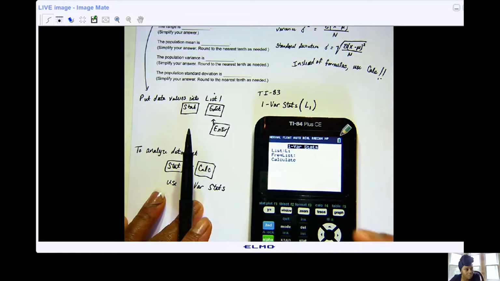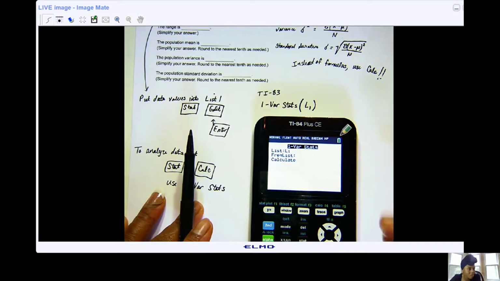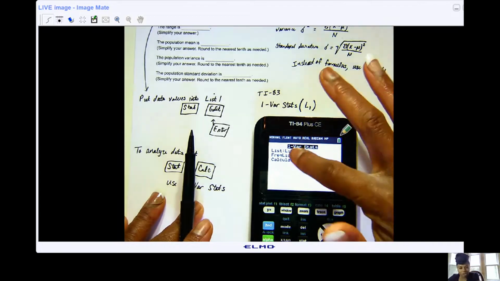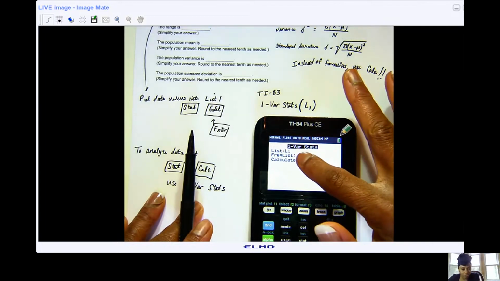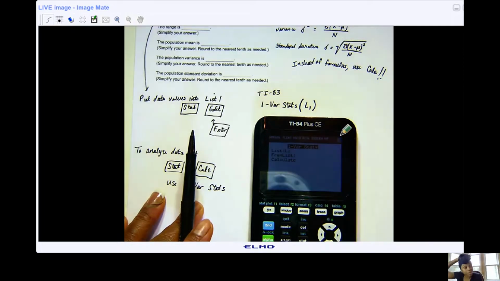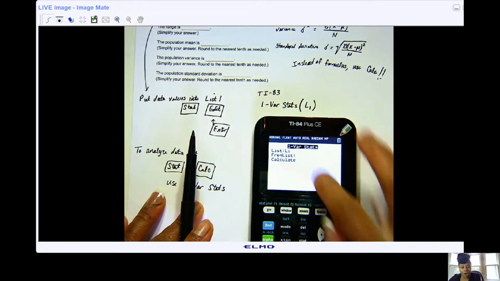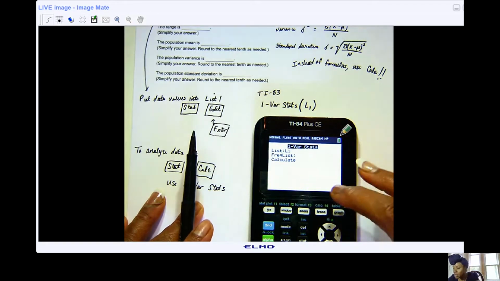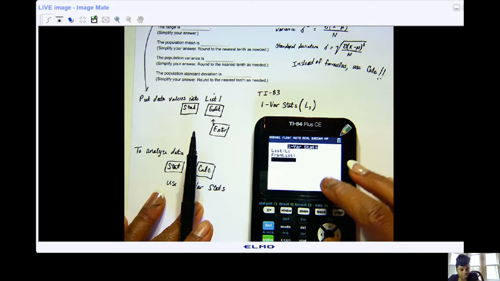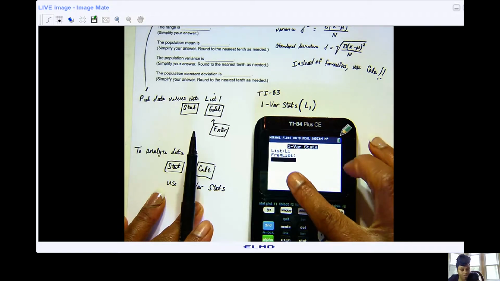So what I've got on my screen, they've got some extra stuff going on in the 84. When technology gets more advanced, it sometimes gets a little bit more convoluted, complicated. So they did some extra stuff here. They've got a column here for frequency list, and we might use that later on. We will. But right now I don't need it. It's empty because I only have one list, a single data set. So I just need to go down here to calculate, okay?